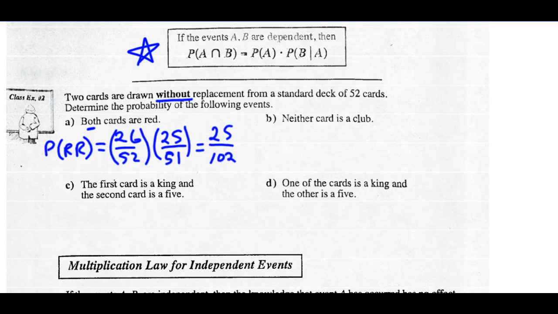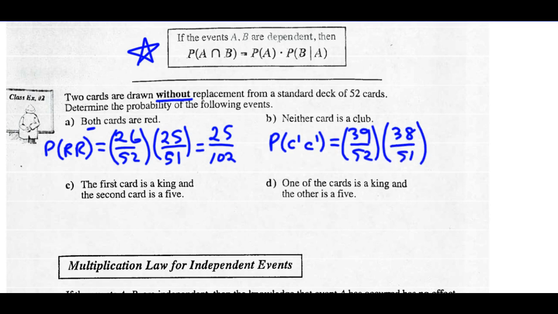B, the probability that neither card is a club. Probability not club and not club. Well, there are 39 not clubs in the deck out of 52 for the first card to be drawn. And then, if one of those is drawn, there's only 38 non-clubs left out of 51. So 39 out of 52 times 38 out of 51 is 19 out of 34.